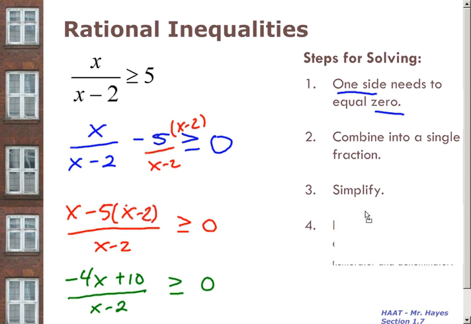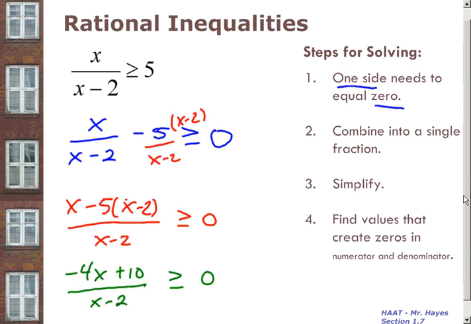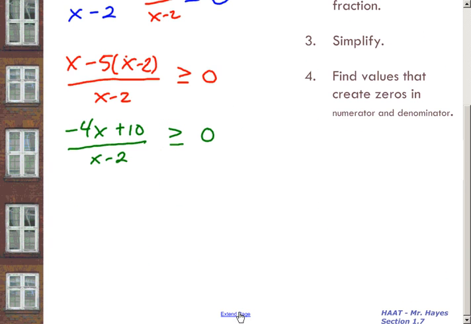The next two steps are exactly what we did on the previous problem. You're going to find values that set the numerator and denominator equal to 0. In this case, you would have negative 4x plus 10 equal to 0, and then you're also going to have x minus 2 equal to 0. Now this is the domain one, so that's definitely one to worry about.